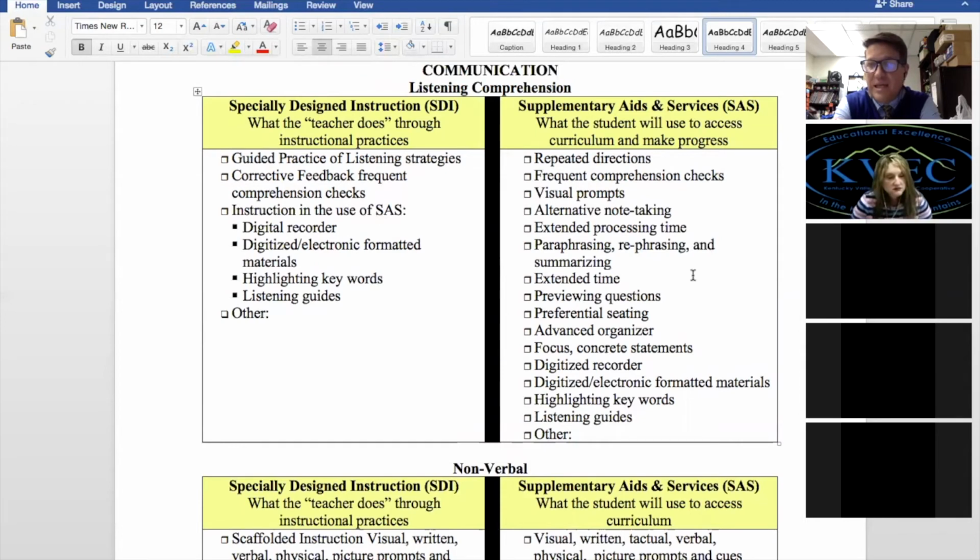Can you ask yourself that question? Does the student need this? Does the student need repeated directions? Does the student need visual prompts? Does the student need extended time? That's how you can frame the difference between the two.